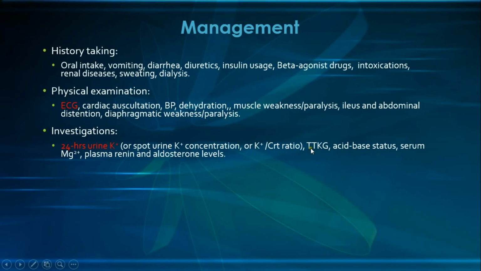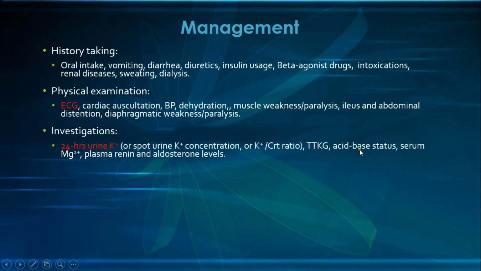Another test is called TTKG, transtubular potassium gradient, which pretty much gives us similar information to that of the 24 hours urine potassium, and it's used to confirm the results. And if your TTKG is above 7, that indicates renal causes, whereas if it's less than 3, that indicates extra-renal causes, such as the lower GI losses.